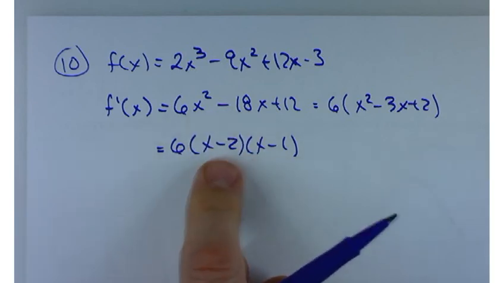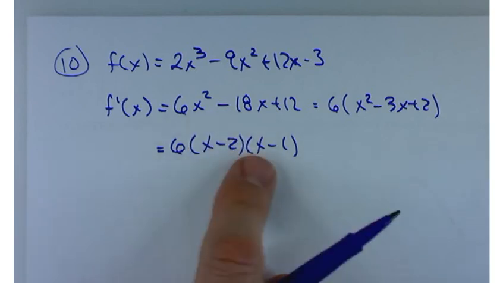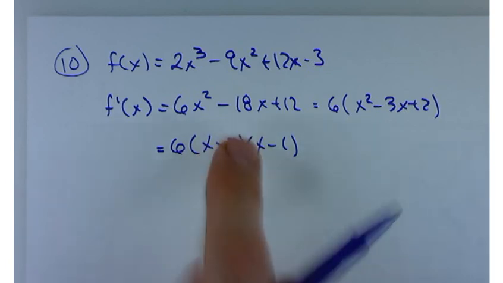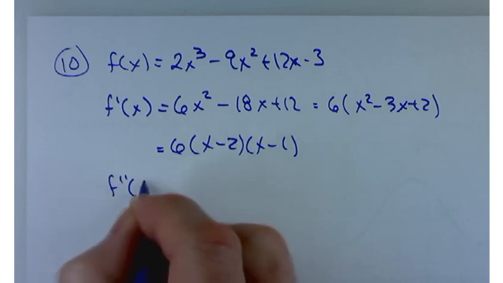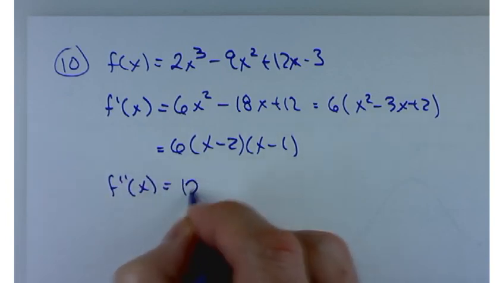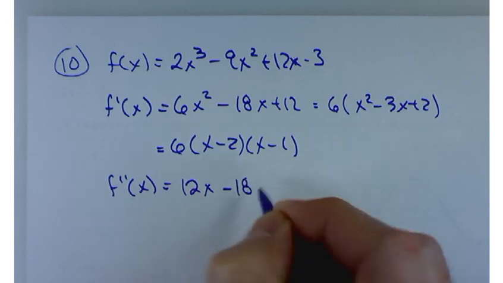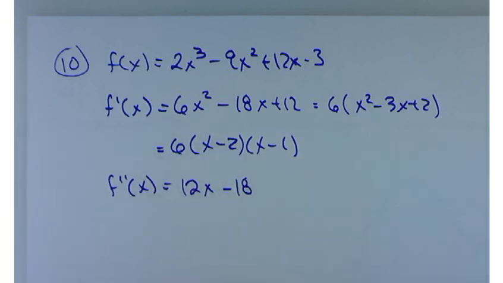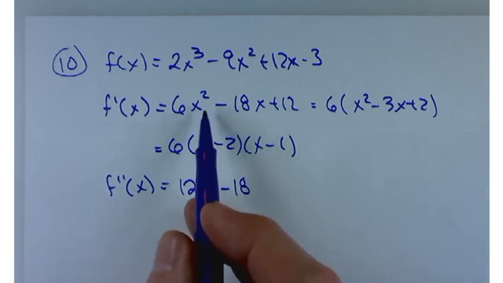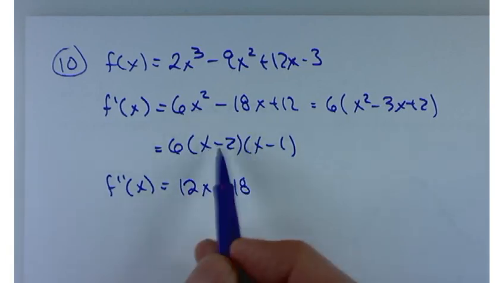What would be the problem of trying to find the derivative with this form of f prime? Yeah, I'd have to use a product rule. And I don't think I see a lot of enthusiasm for that. So let's go back here. We'll keep it simple. F double prime of x is going to be 12x minus 18. You should get the same answer either way. If you differentiate here or here, you'd have to use a product rule and be a pain.